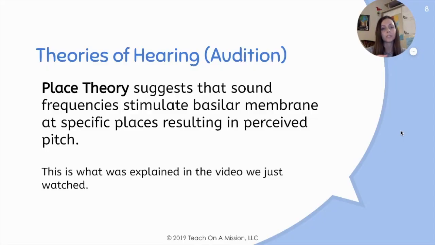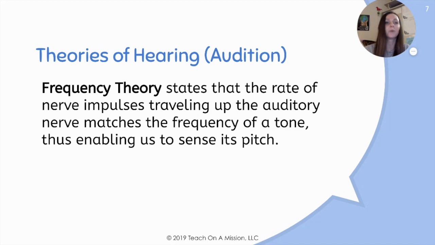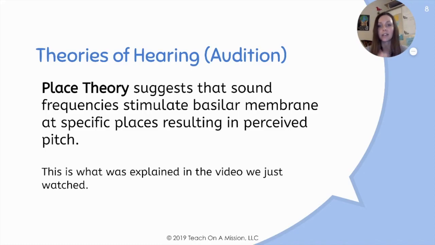Now we have another one. This is different. This is place theory. So you can see that frequency theory deals with frequency. Place theory is going to talk about specific places. Place theory suggests that sound frequencies stimulate the basilar membrane at specific places, resulting in perceived pitch. I will show you a video to explain this, but place theory is all about the different places that the basilar membrane is stimulated, and that's going to result in perceiving a certain pitch. So far we've got frequency theory and place theory.